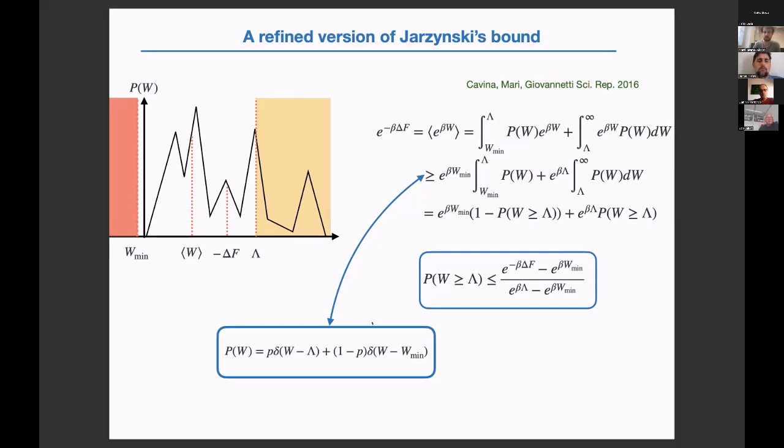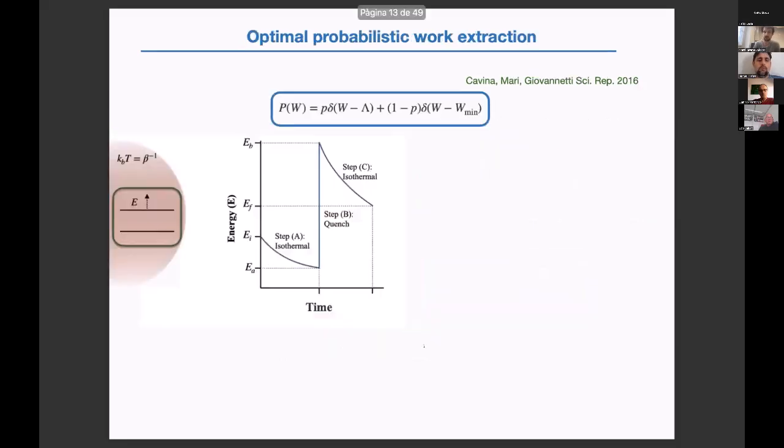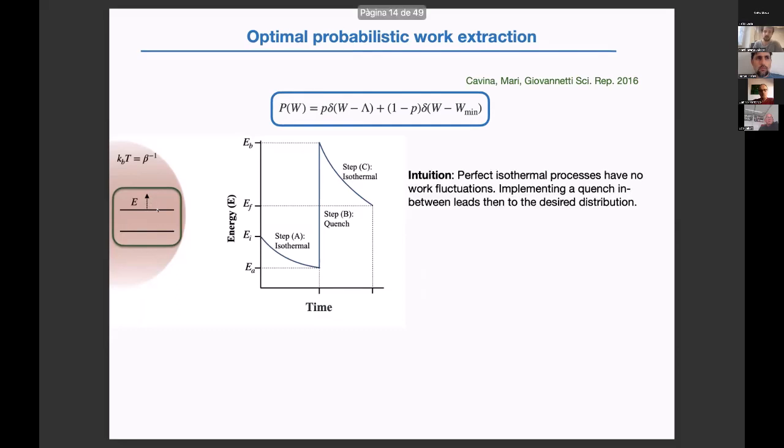Okay, then the next question is how to saturate this bound. And this was also addressed in this paper. And the idea is to combine two isothermal processes with a quench. And it's enough to take a two-level system. I mean, you can take a system with more energy levels, but a two-level system is enough. And the intuition is the following. So if you have an isothermal process, then we know, and I will also discuss later, that there are no work fluctuations.